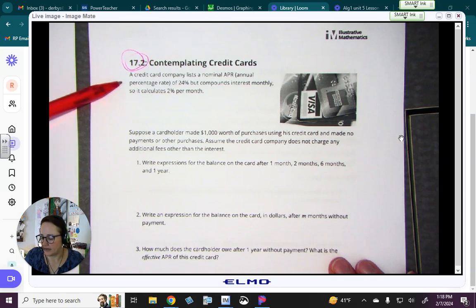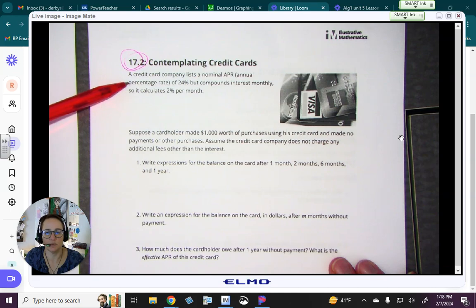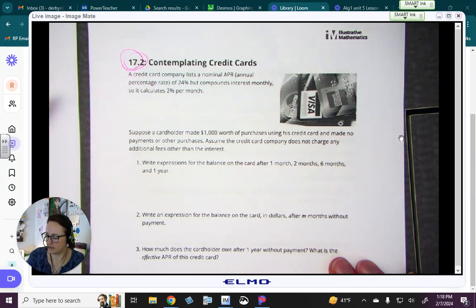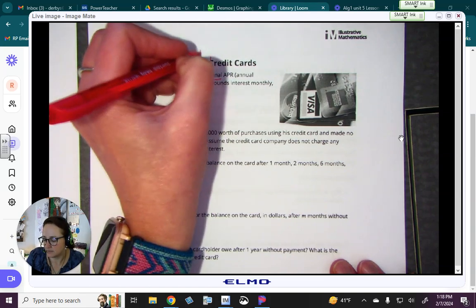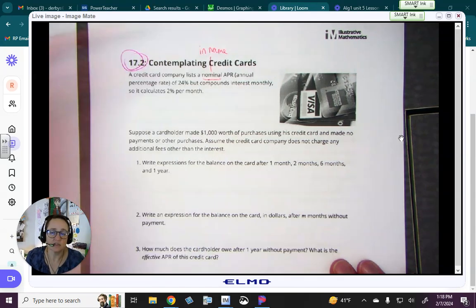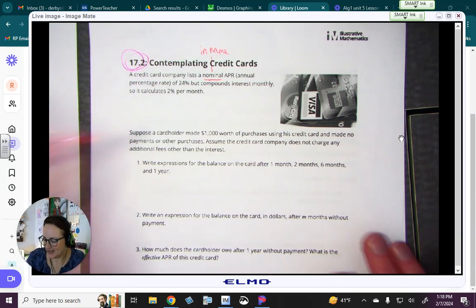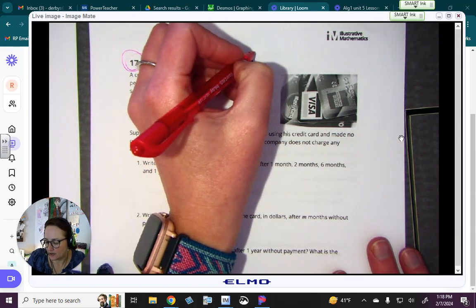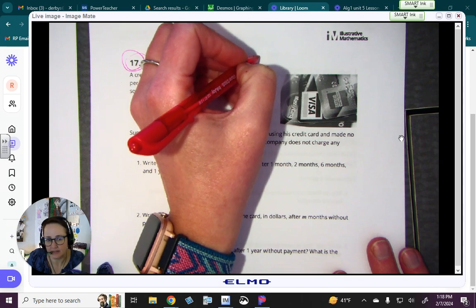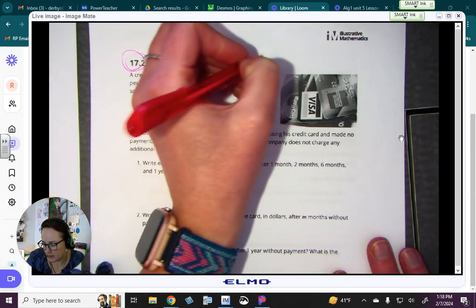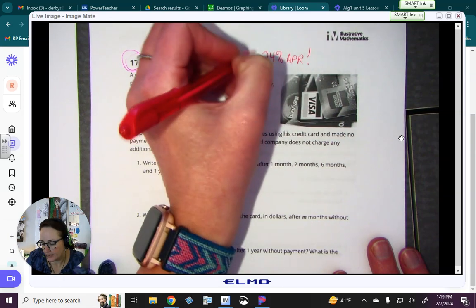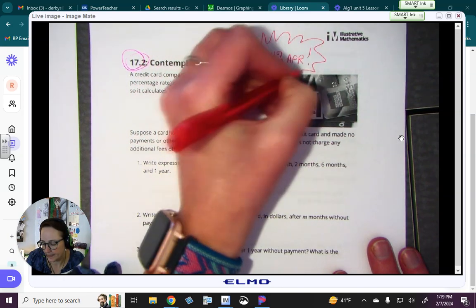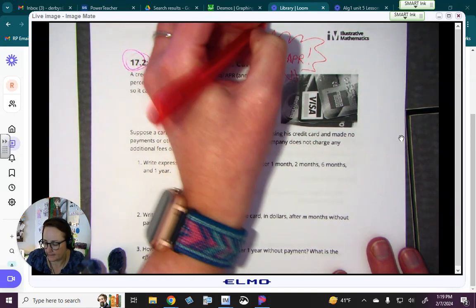A credit card company lists a nominal APR, that's an annual percentage rate of 24%. Okay, so this is what they say. Nominal means in name. So this is what they advertise. Okay, so you may listen to credit card commercials and you may hear them say, it's got a 24% APR. And they're going to say this in an ad. So they're going to put a big starburst around it.